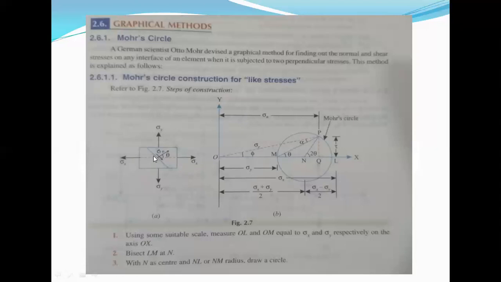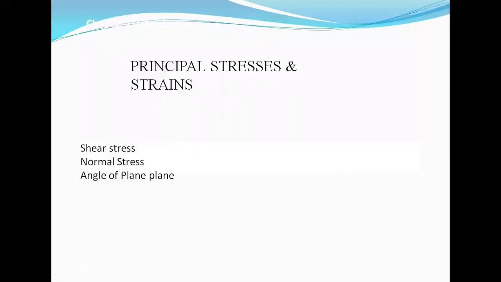Sigma x and sigma y are direct stresses along the x and y planes. Then sigma n is the normal stress, and there is the principal stress. Along these two planes, one plane will be perpendicular, and theta is found. So this way we will find the Mohr circle, and we'll find the shear stress, normal stress, and angle of plane, and the plane of no shear stress, that is the principal plane.